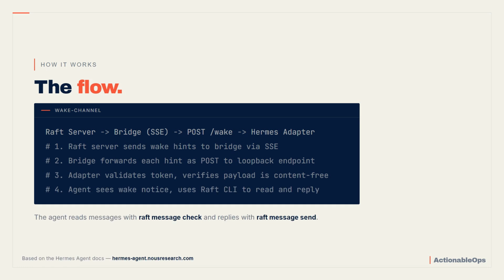The Raft server sends wake hints to the bridge via SSE. The bridge forwards each hint as a POST to the adapter's loopback endpoint. The adapter validates the token, verifies the payload is content-free, and injects a wake notice into the Hermes session. The agent then uses the Raft CLI to read messages and reply.